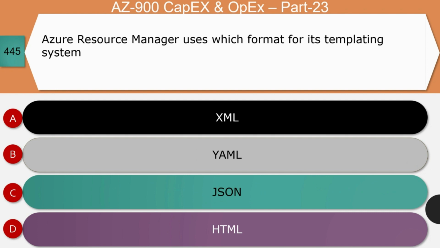Next question: Azure Resource Manager uses which format for its templating system? Is it XML, YAML, JSON, or HTML? The right answer for this question is JSON file format. JSON is a file format used by the resource manager to manage the resources, and it is a readable format and anyone can easily understand it.